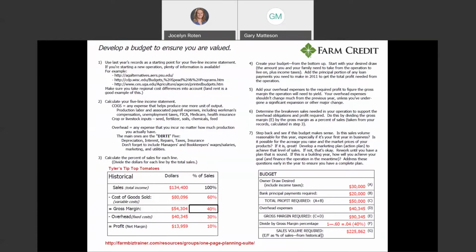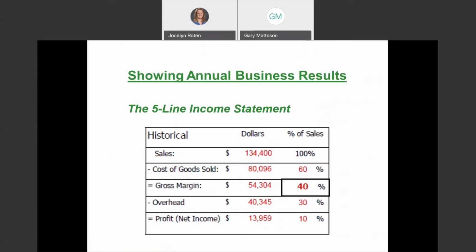So what we've got here in the bottom left-hand corner is historical data, the sales from last year. These are the figures based on last year's sales for Tyler's Tip Top Tomatoes. This is a business that is described as a benchmark business because it's really aggregated from many other similar businesses to be able to come up with a five-line income statement with financial information that is an average of several other businesses.